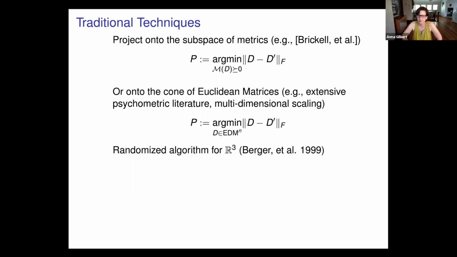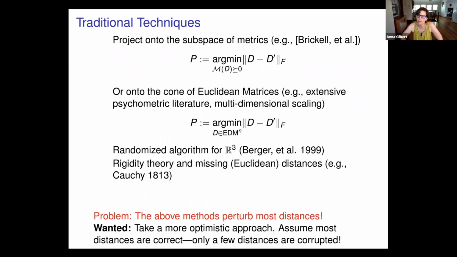This is actually not chronological order. There is actually a randomized algorithm for doing metric repair in R3. It's kind of an unusual thing, due to Berger et al. from 1999. It's kind of a cute example. You could also argue that rigidity theory and missing Euclidean distances has a long history in geometry and goes back to the 1800s and to Cauchy, with questions like how much can you distort various polygons in the plane and have them remain with desired geometric properties.